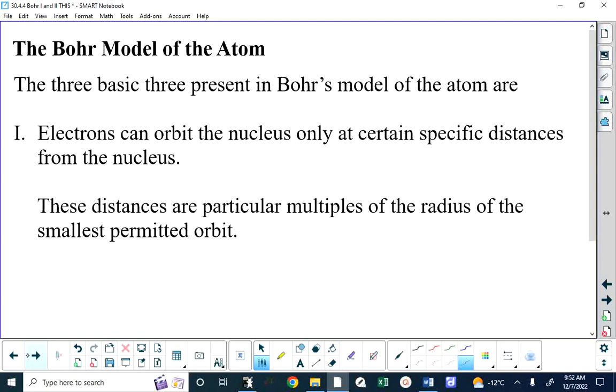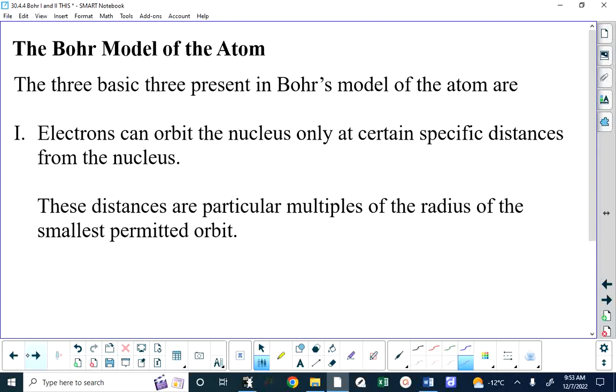And it turns out that these radii are multiples of the radius of the first orbit. So whatever the radius of the first orbit in hydrogen is, it turns out that the second allowable radius is 4 times greater. And the third orbit is 9 times greater. Does anybody want to take a stab at how many times greater the fourth orbit is than the first? 16. It's a quadratic relationship.